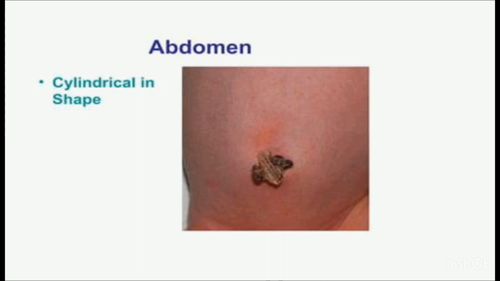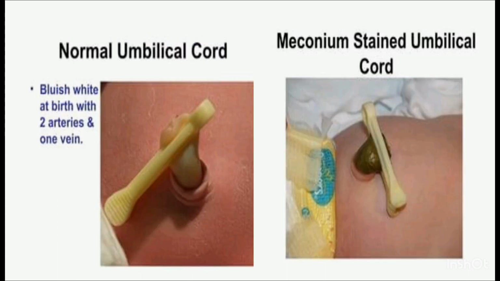This is the picture of abdomen in cylindrical shape. Here is a normal umbilical cord, bluish white at birth, with two arteries and one vein. And the second picture is the meconium stained umbilical cord, which is dark in color.